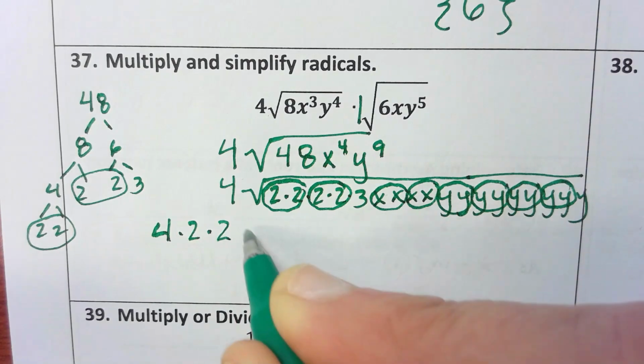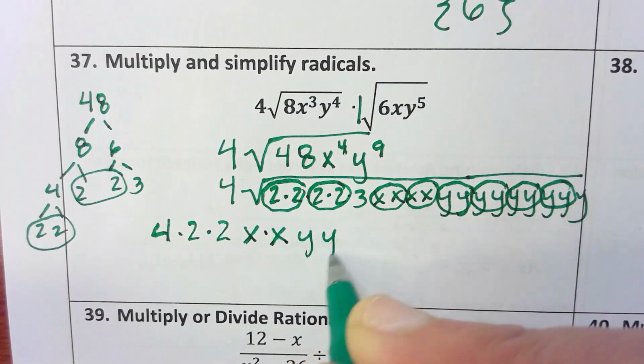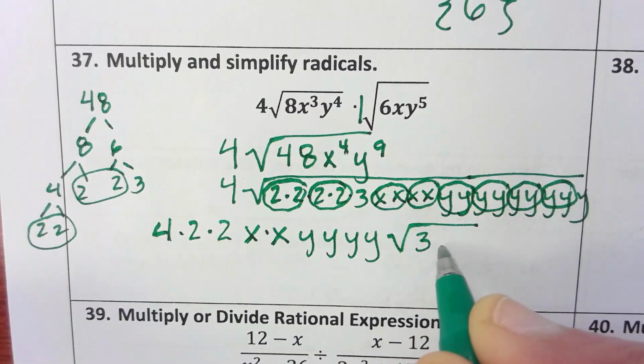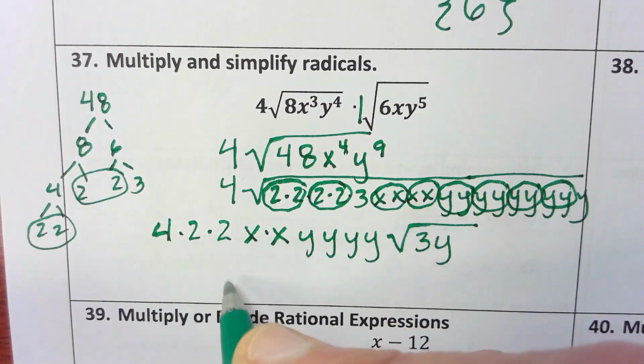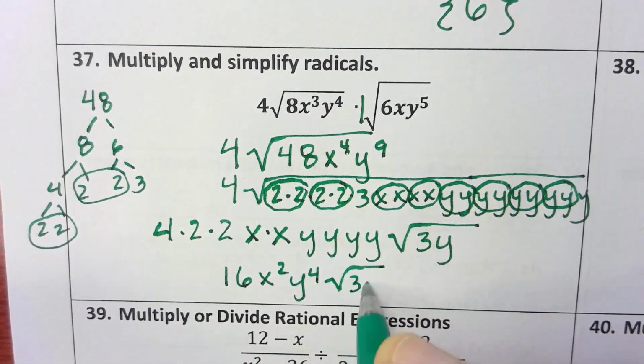I'm going to bring out 2 x's and 1, 2, 3, 4 y's. And what's left under the radical is 3y. So this becomes 16 x squared y to the 4th square root 3y. Okay.